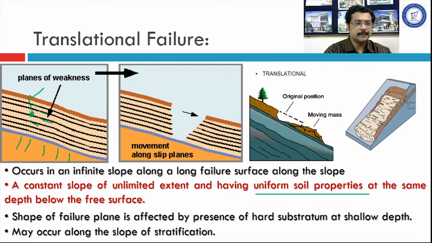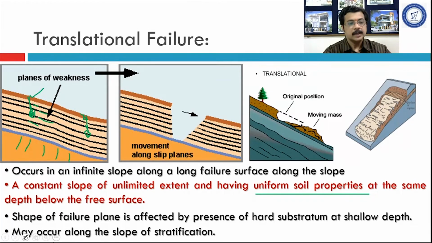suppose this depth is 2 meters, this vertical distance is 2 meters. Now consider another point at the same depth here, which is 2 meters below the ground surface. So properties here and properties at the initial location will be uniform. This is the meaning of infinite slope.